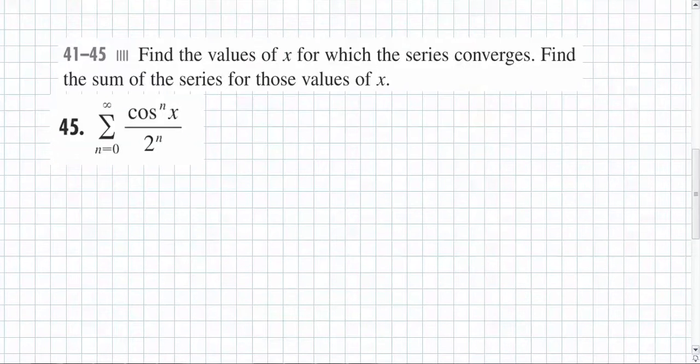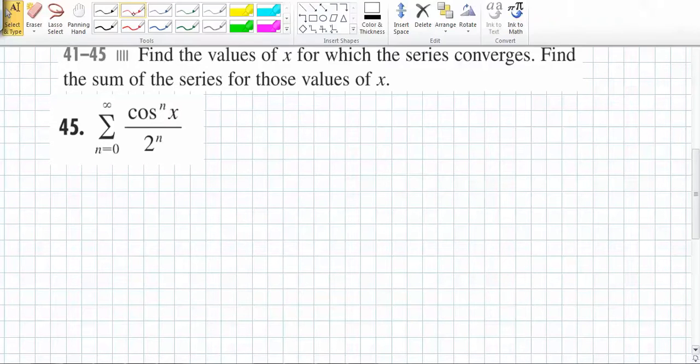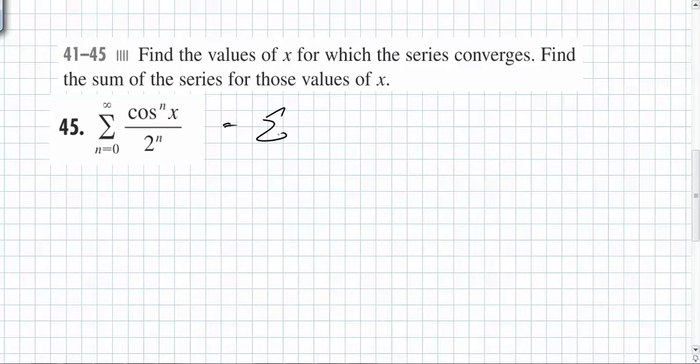Okay, so what do you think? How do you go about doing this one? What do you think? What should I do first on 45, guys? I know all of you have a good idea about what to do on this one. Or you could just do cosine x over 2 all to the n power. So just like what we did on the quiz. You could do the first two sums, yes, or you could just rearrange it like this.